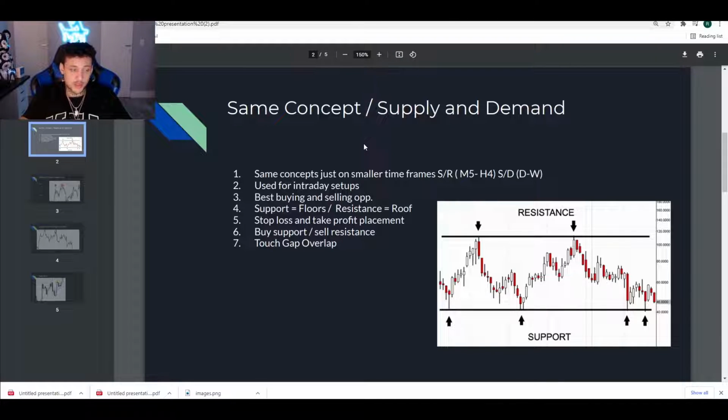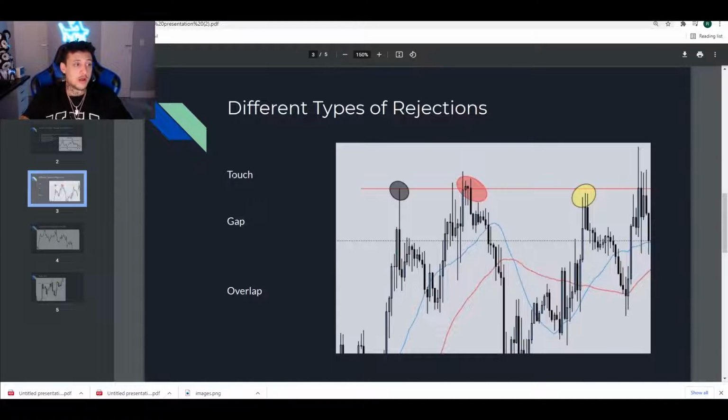Now, there's going to be 3 forms of support and resistance, and there's going to be 3 forms of rejection. There's going to be your touch, your gap, and your overlap. So, like I said previously, you have your touch, you have your gap, and you have your overlap. The example here in black is going to be a touch, my apologies. The example in red is going to be an overlap, and the example in yellow is going to be a gap. So notice how I drew my line of support and resistance right here.